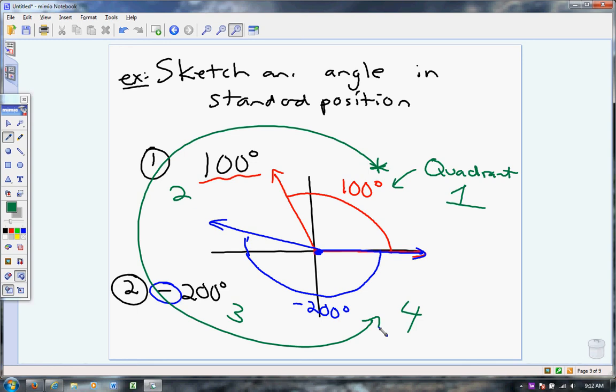So if they ask you which quadrant the angle is in, you look for where the terminal side is. This 100-degree angle, we would say, was in quadrant 2. I'm just going to put Q2. And this negative 200-degree angle finished also in quadrant 2. So you just look for where the terminal side finishes if they're asking you which quadrant the angle lies in. And we are going to stop there for today.